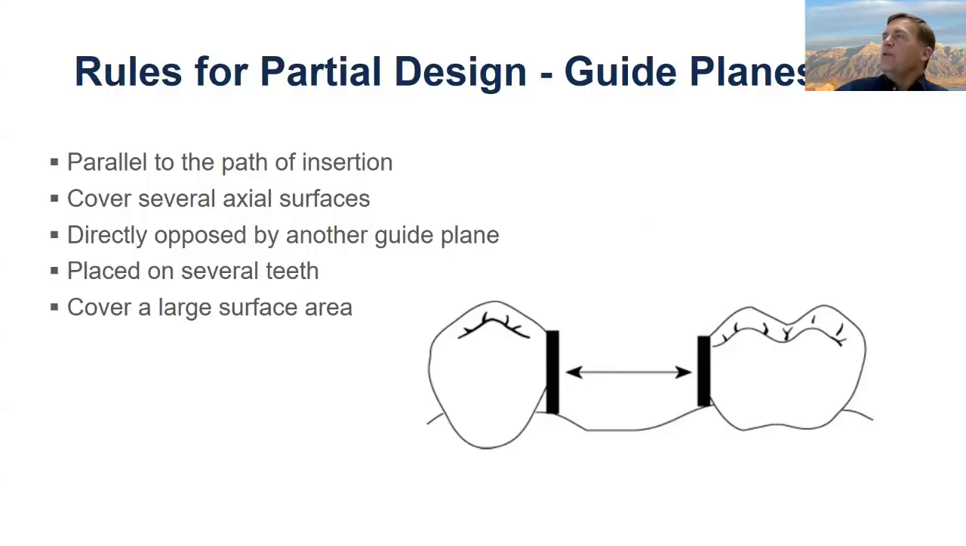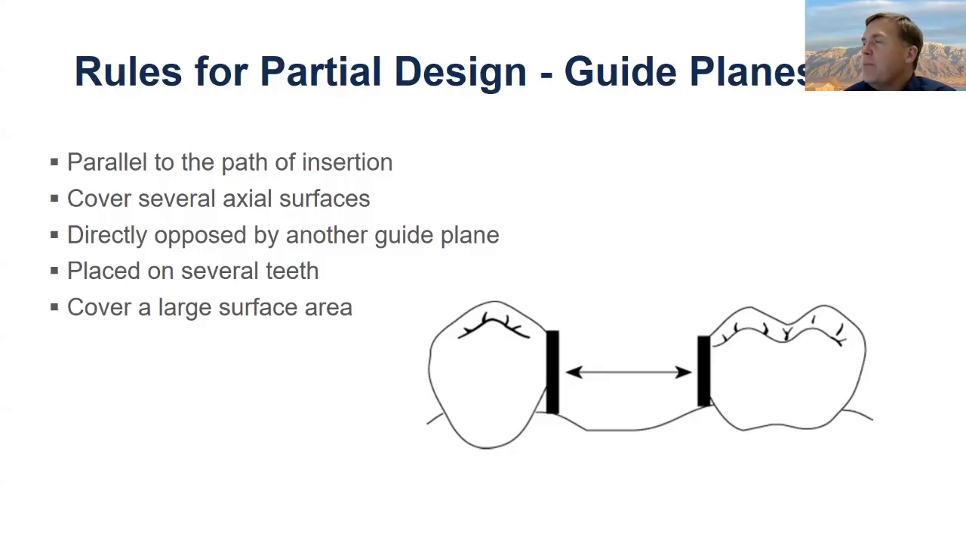Guide planes. These are really important, and I think there's something that's kind of overlooked in partial design. A lot of times we think, well, the only way I can get retention on a partial is with clasps. But if we can do something like this where we have guide planes that oppose each other, this isn't going to cause the partial to snap in, but it's going to make it very, very stable, and it's going to make the clasps more effective. So whenever you see an opportunity to use guide planes, I would take advantage of it, especially if you don't have to do a lot of preparation, if the teeth kind of naturally have these guide planes.